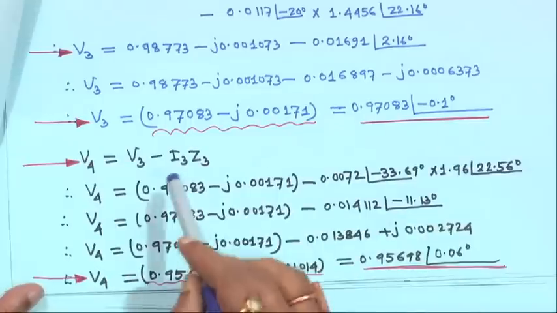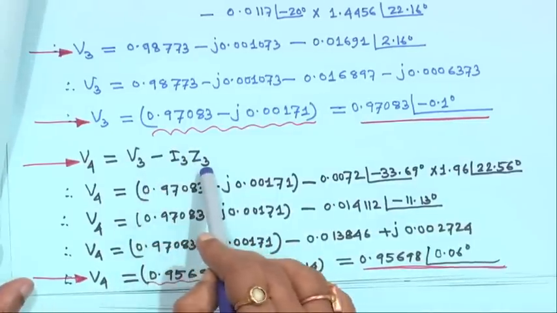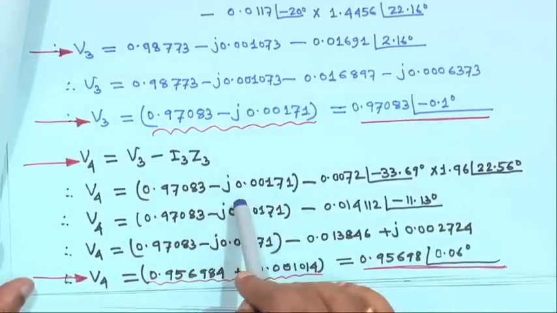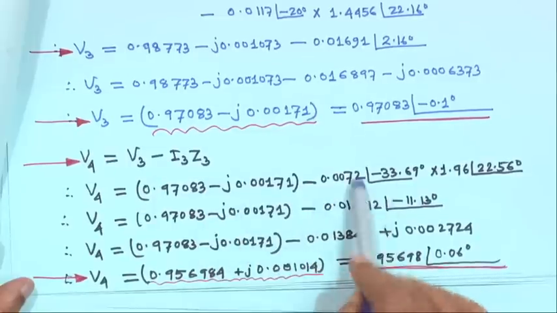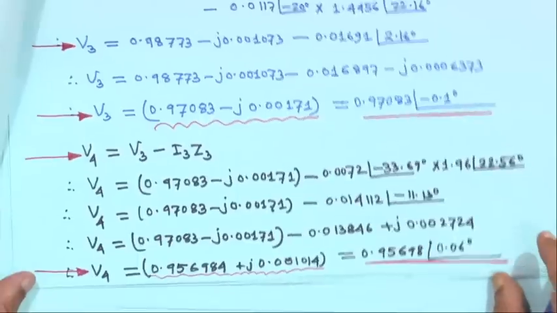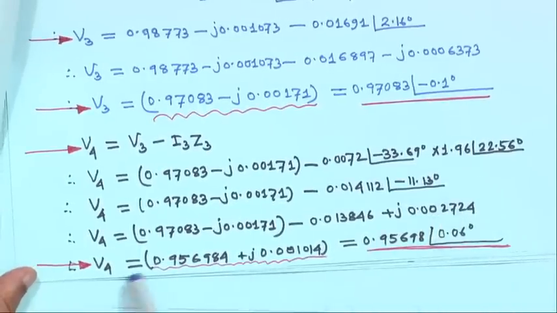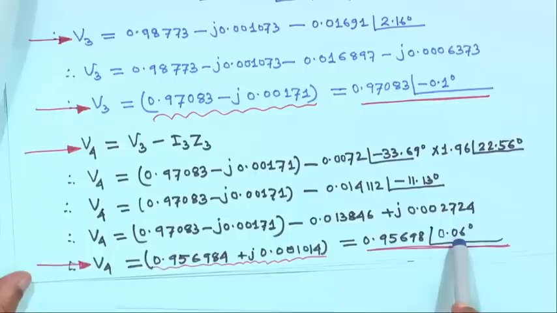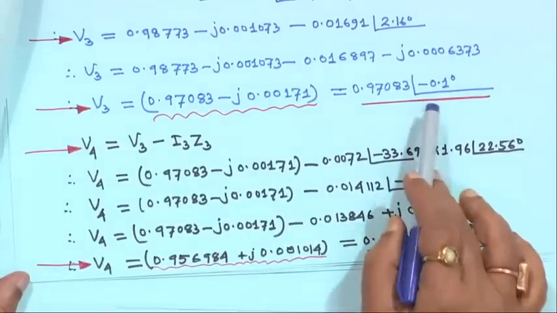And if you compute V4, it is equal to V3 minus I3 Z3. So V3 is this one, I3 is this one and this is Z3; multiply and simplify all these things, then you will get V4 equal to 0.956984 plus j 0.001014, which comes to around 0.95698 angle 0.06 degree. Here it is a leading angle, very small, but leading, while the other two are lagging.